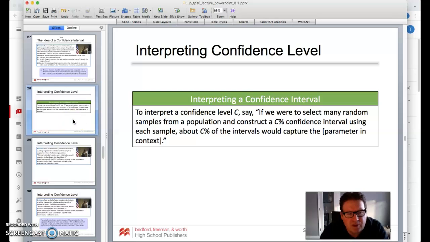All right, we're back here finishing up section 8.1. We're going to be talking about interpreting confidence level. Now, to interpret a confidence level C, say, if we were to select many random samples from a population and construct a C% confidence interval using each sample, about C% of the intervals would capture the parameter in context, like the mean or the standard deviation, whatever we were looking for.